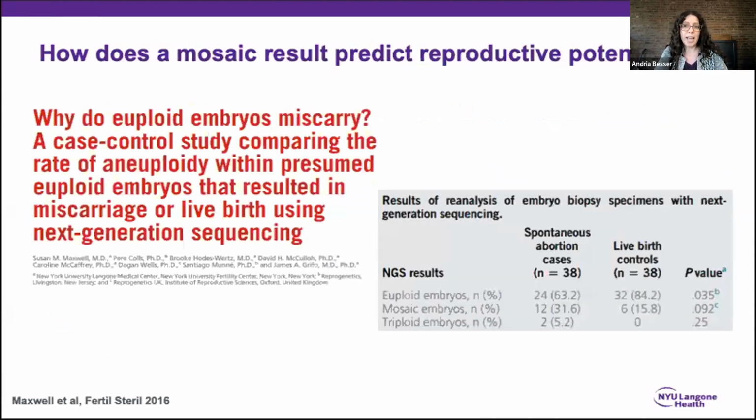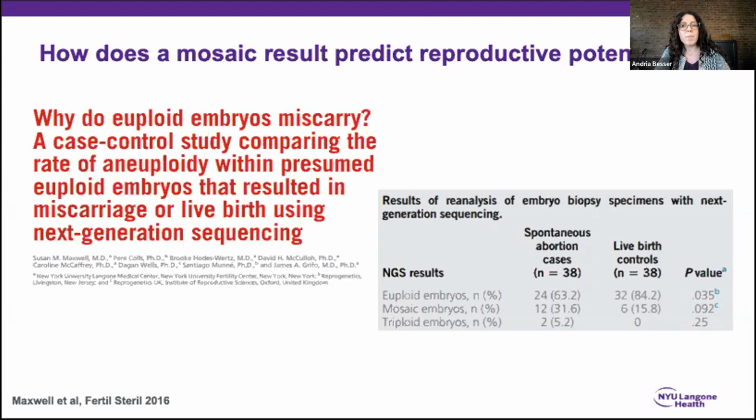Before transferring any mosaic embryos into patients, our group looked retrospectively at outcomes that we already had from embryos that had been reported as euploid by array-CGH, which doesn't detect mosaicism. And what we did was we reanalyzed DNA that was remaining from those embryos using NGS. So these are embryos that had already been transferred. We already knew the outcome of them. And now we're reanalyzing the remaining DNA from that biopsy.